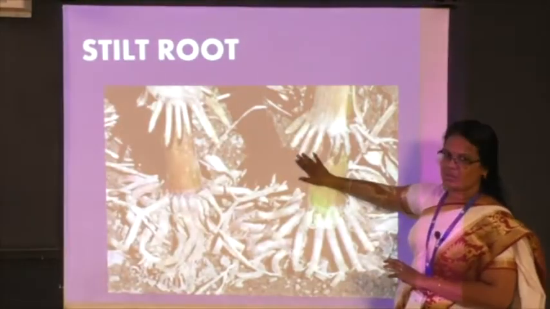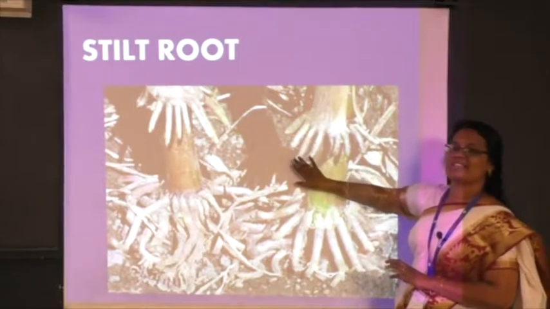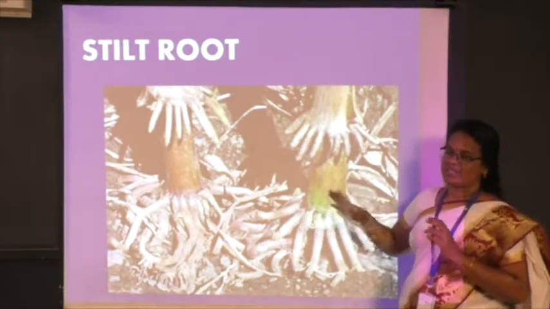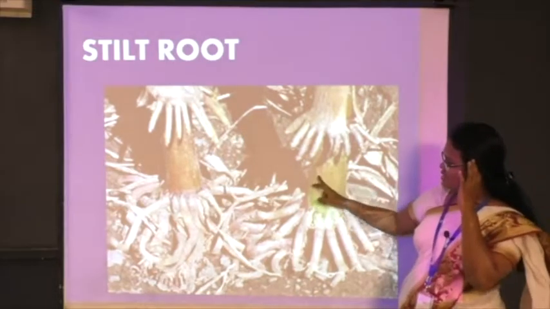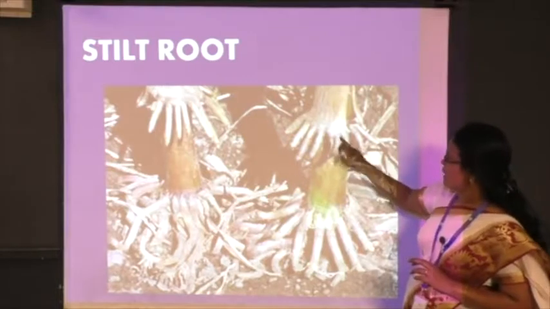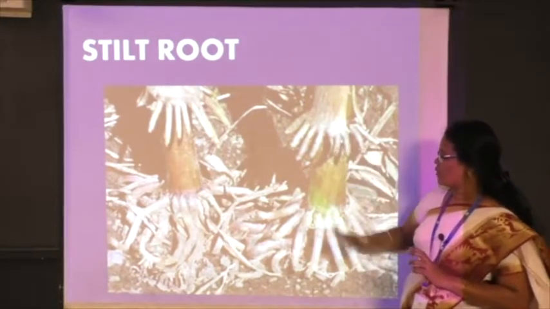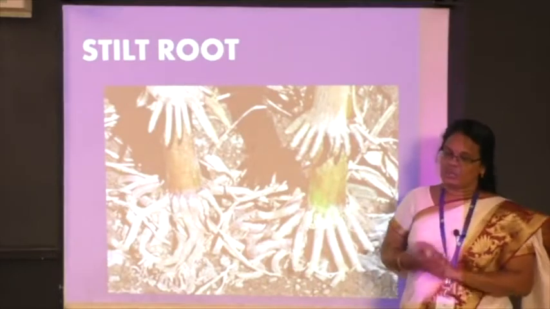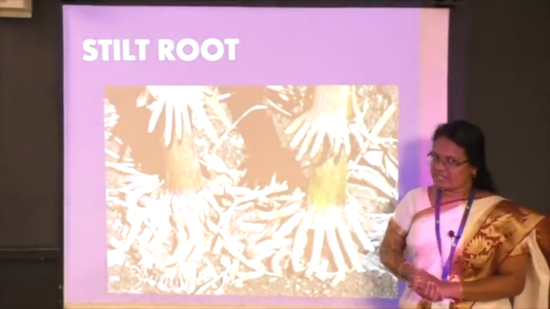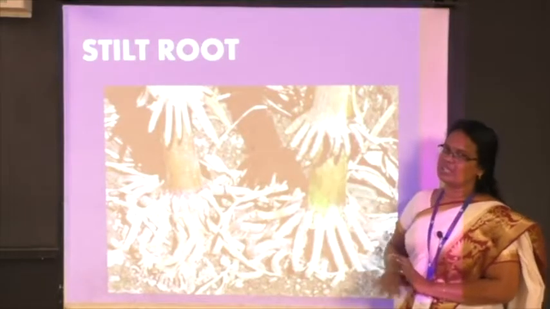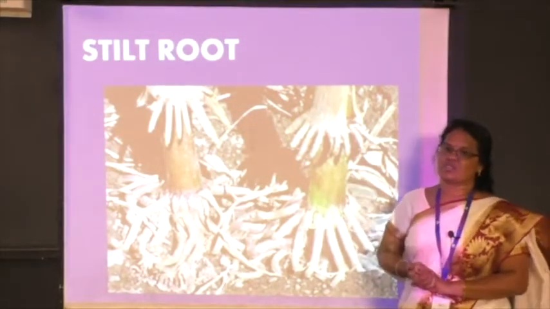So this is stilt root. This is also an example of adventitious root, sugar cane. Stilt root means the root that appears from the nodal region. This is sugar cane, and this part is called the nodal region. The root that appears other than the radicle is called adventitious root. Here the root rises from the nodal region, that is stilt root. This root gives mechanical strength.